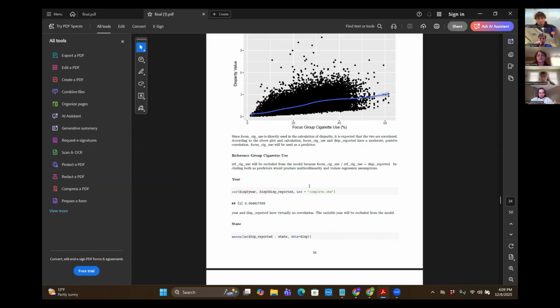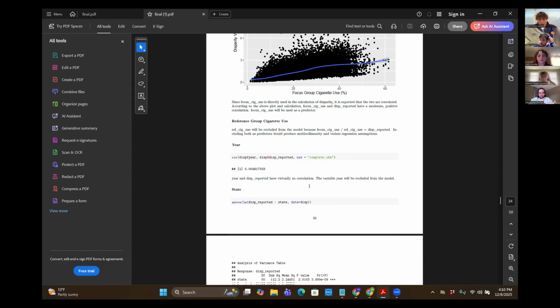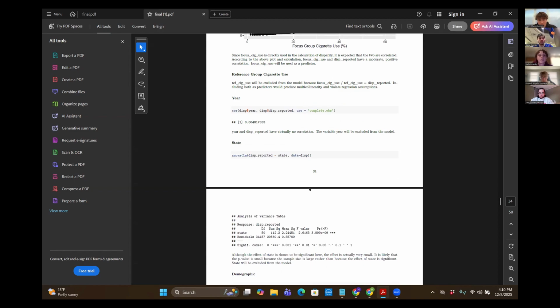Because it's used in the calculation of disparity values, that means we can't use the reference group cigarette use. Otherwise, we introduce multicollinearity, obviously, because then the outcome variable would be affected by the two things that create it, which doesn't make much sense and creates some difficult beta coefficients to work with. Next up was year. That basically had no correlation at all, so I cast that one out.